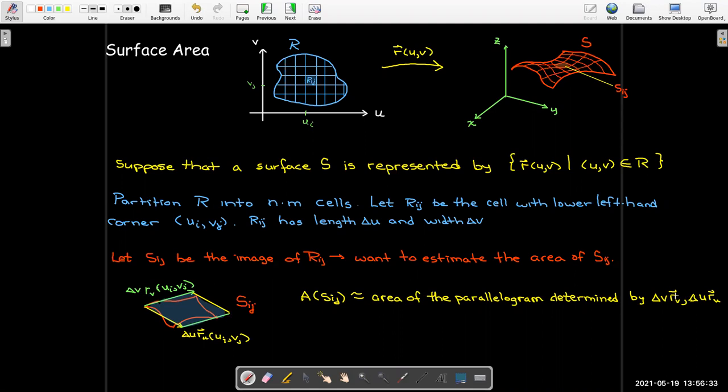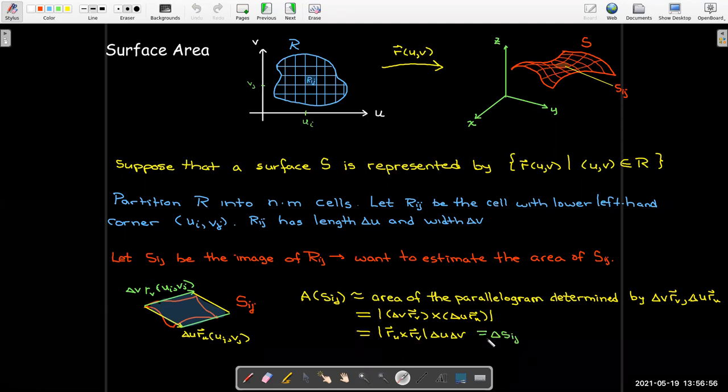So delta V times the partial of r with respect to V, delta U times the partial of r with respect to U. And we can find that area by taking the magnitude of the cross product. Now, delta V and delta U are constants, so we can factor those out in front. In fact, they're positive constants. And so we can say that we'll call this delta S sub ij, the little bit of the area of this little patch. And so our surface area could be estimated or approximated by adding up the area of all those little patches. Now, of course, what we'll do is we'll let n and m go to infinity.